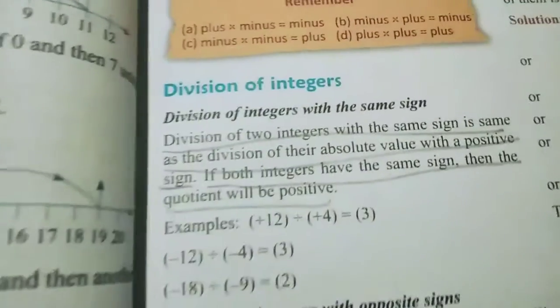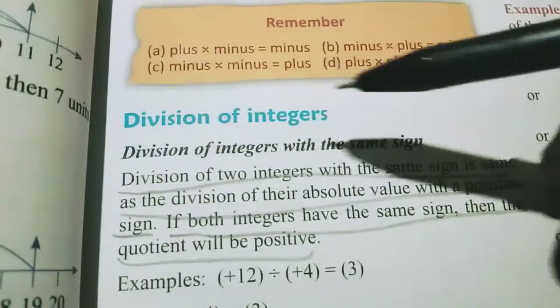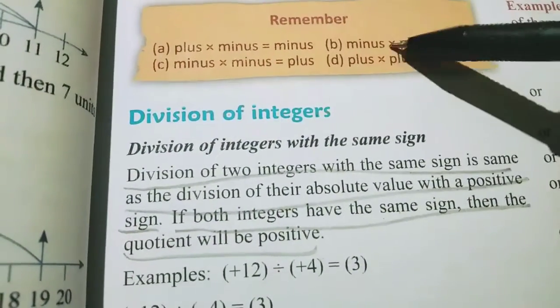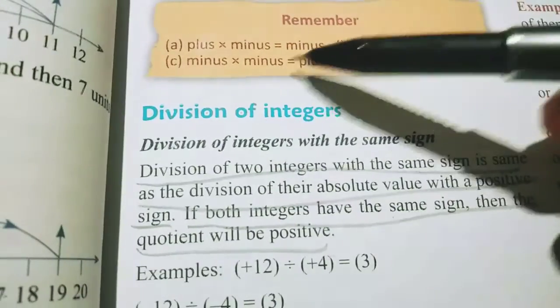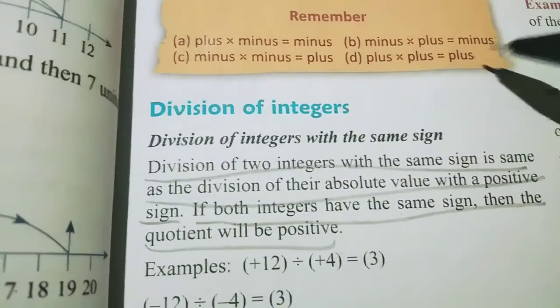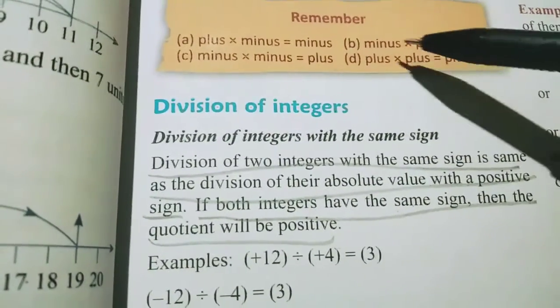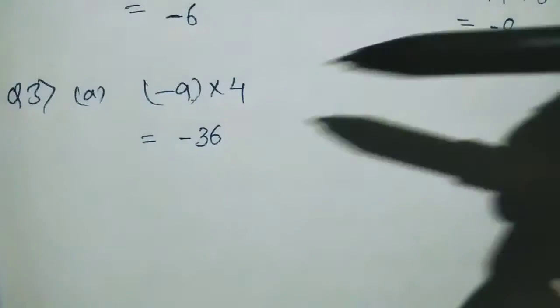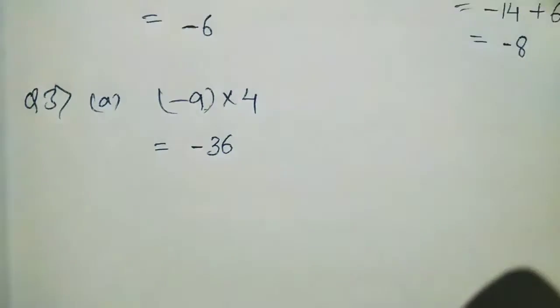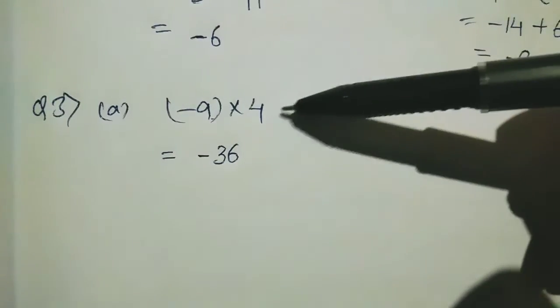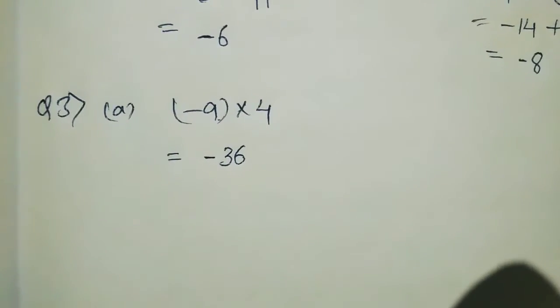So the rule was given in the book. So where is it? Let me show you again so that you can recall it. So here you can see the rule is given. Plus minus is minus, minus plus is minus, minus minus is plus, plus plus is plus. Okay, here which one is used? A number is used. Minus plus is minus. Here you can see minus and plus is minus. Okay, in this way. So first of all you have to multiply the number, then give the sign.